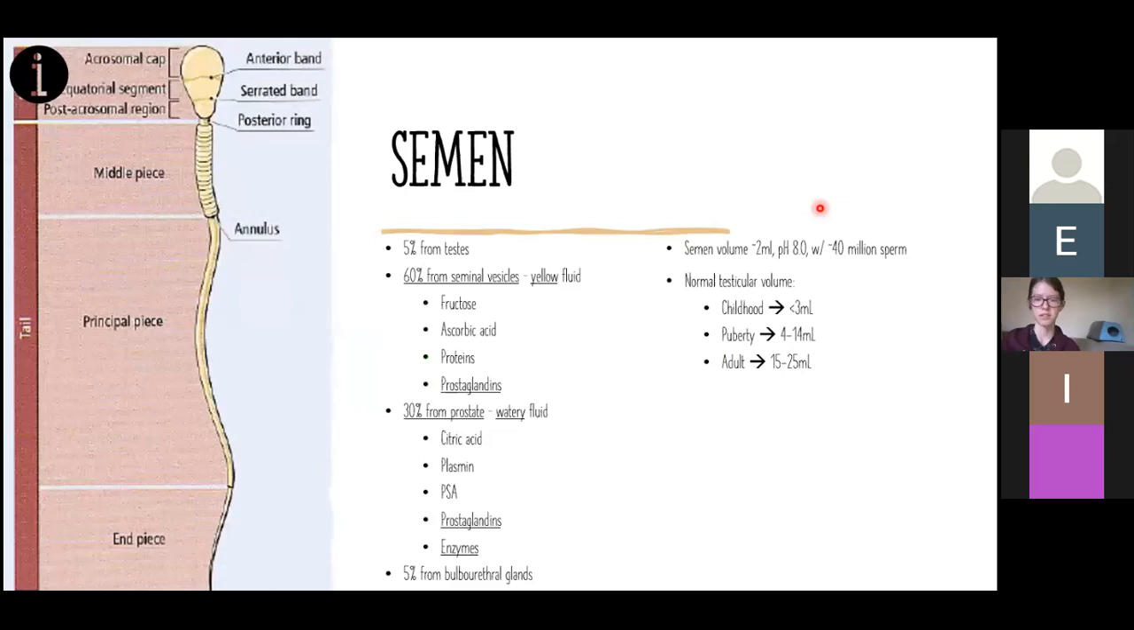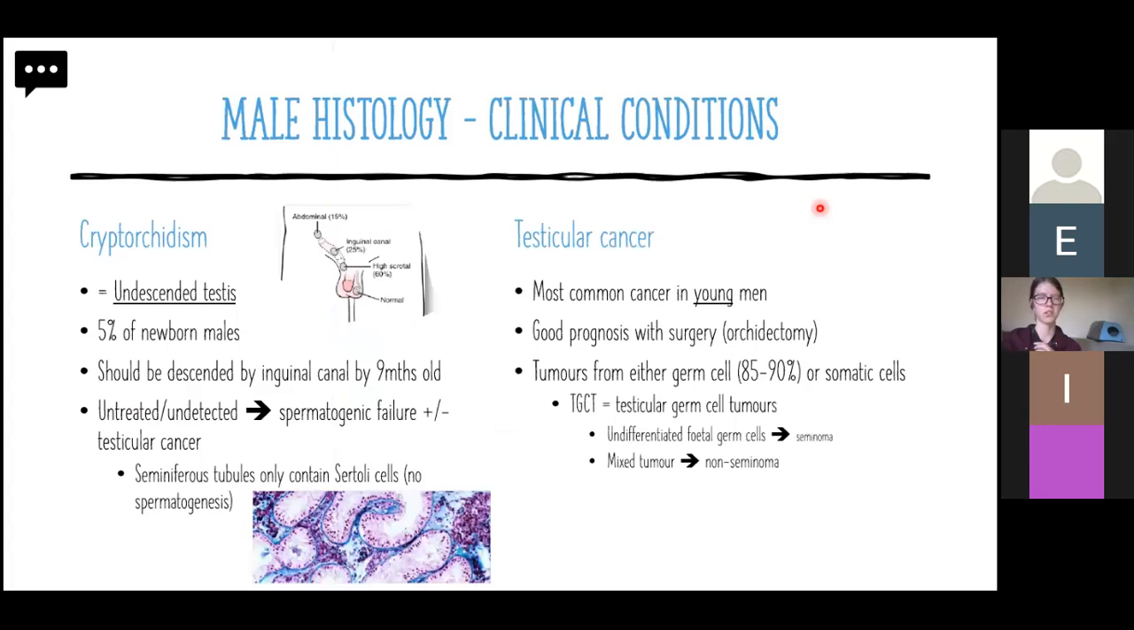That's just there for your reference, really, not too important. And clinical conditions. So there's 2 to know here. 1, undescended testes, which is called cryptorchidism, or however you say that. 5% of newborn males, so remember it's a newborn problem, should be descended by 9 months old. And if it's untreated or undetected, you actually get spermatogenic failure. So you won't see any spermatocytes in those seminiferous tubules because they've all died. It's too hot in the abdomen for them. And it also increases your risk of testicular cancer.